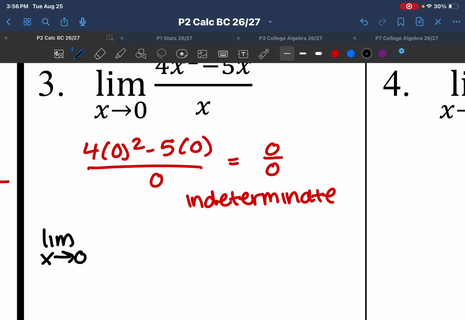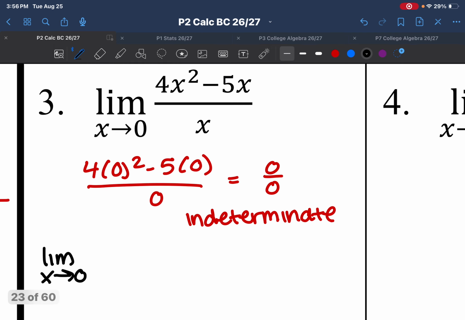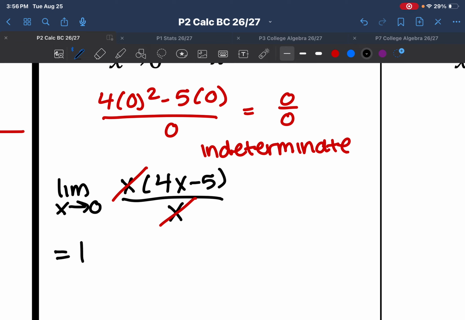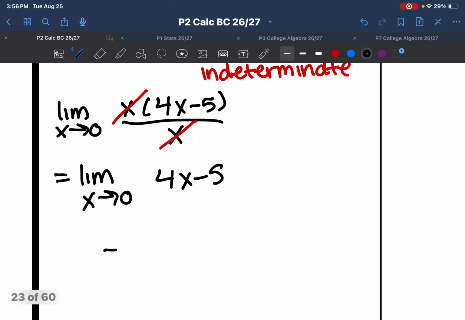So anytime we're trying to manipulate, we're not solving yet, so you need to always write the limit statement. Okay, so the limit as x approaches 0, we can factor out an x. So we're left with 4x minus 5 over x. These x's cancel. And so I'm left with the limit as x approaches 0 of 4x minus 5, which I can then substitute 0 in, and I get -5.